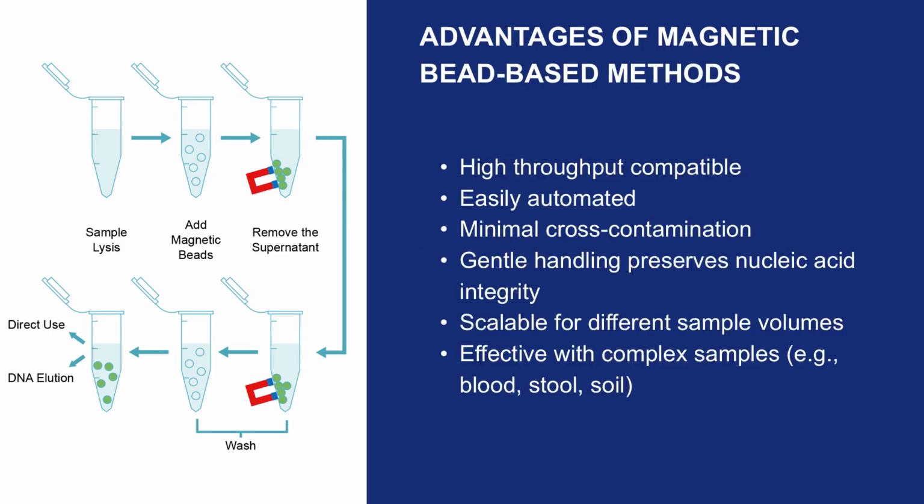This method offers many advantages. It supports high-throughput workflows, reduces cross-contamination, and is gentler on samples compared to spin columns. The method is scalable and automation-friendly, making it ideal for labs processing many samples or integrating with downstream workflows. It's especially useful for complex or difficult matrices such as blood, stool, or environmental samples.